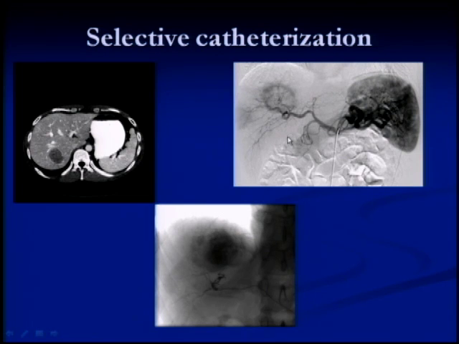So you can get sick after the procedure with post-embolization syndrome, which basically consists of fever and pain, and can be prolonged.